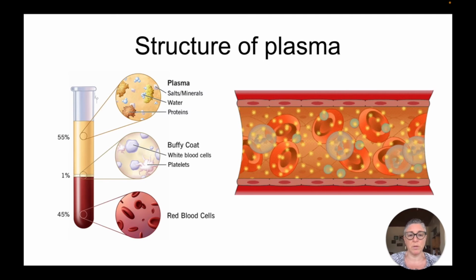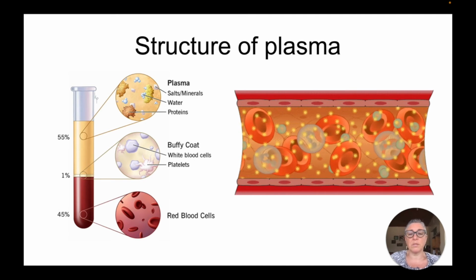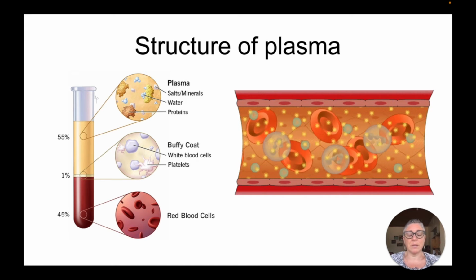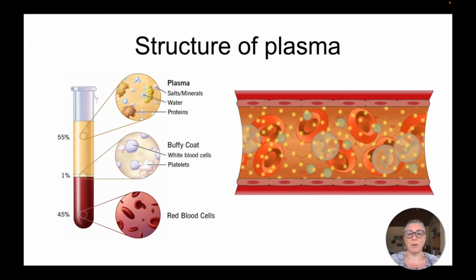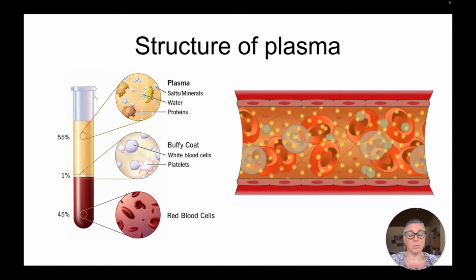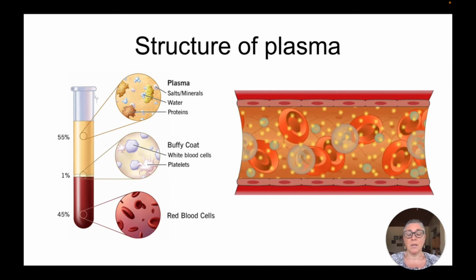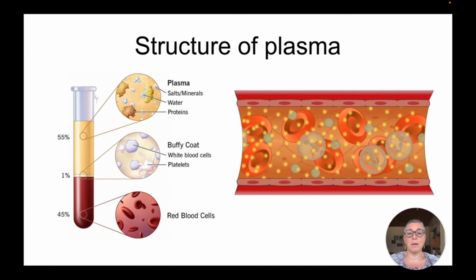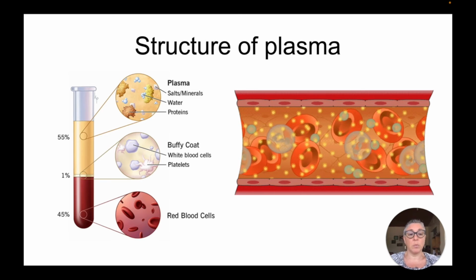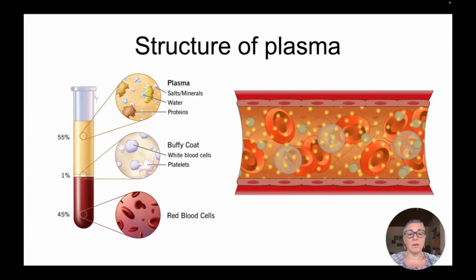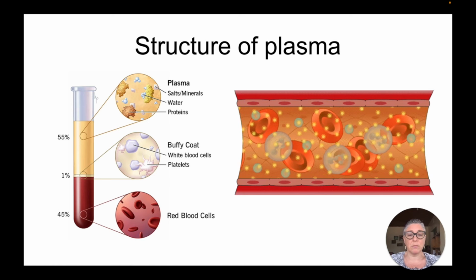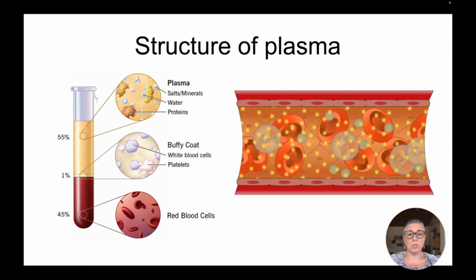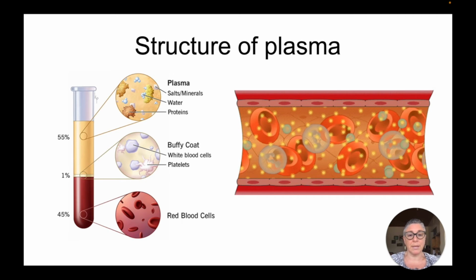So remember, if you put blood in a centrifuge, it's going to separate based on density. The red blood cells are at the bottom, and then there's this buffy coat, which is made up of white blood cells and platelets, which are fragments of cells, and then the plasma is going to be floating on top. Plasma is primarily made up of salts and minerals and water, and contains other proteins, and we will talk about one or two of those as we go on in the syllabus. So that's the basic structure of the component that we're looking at.